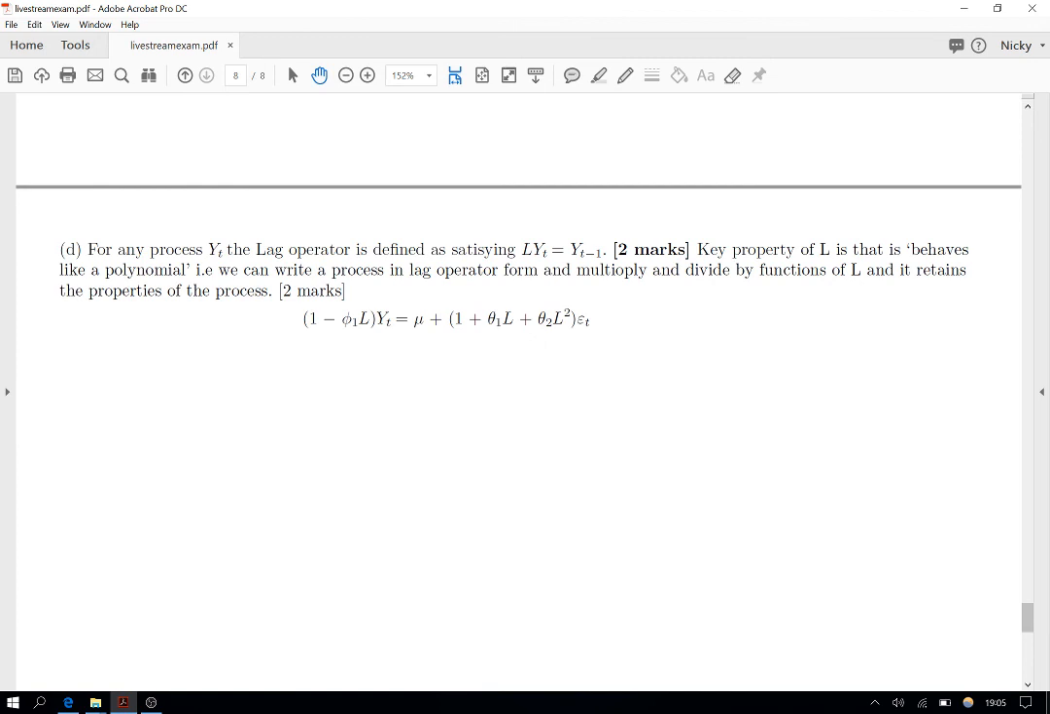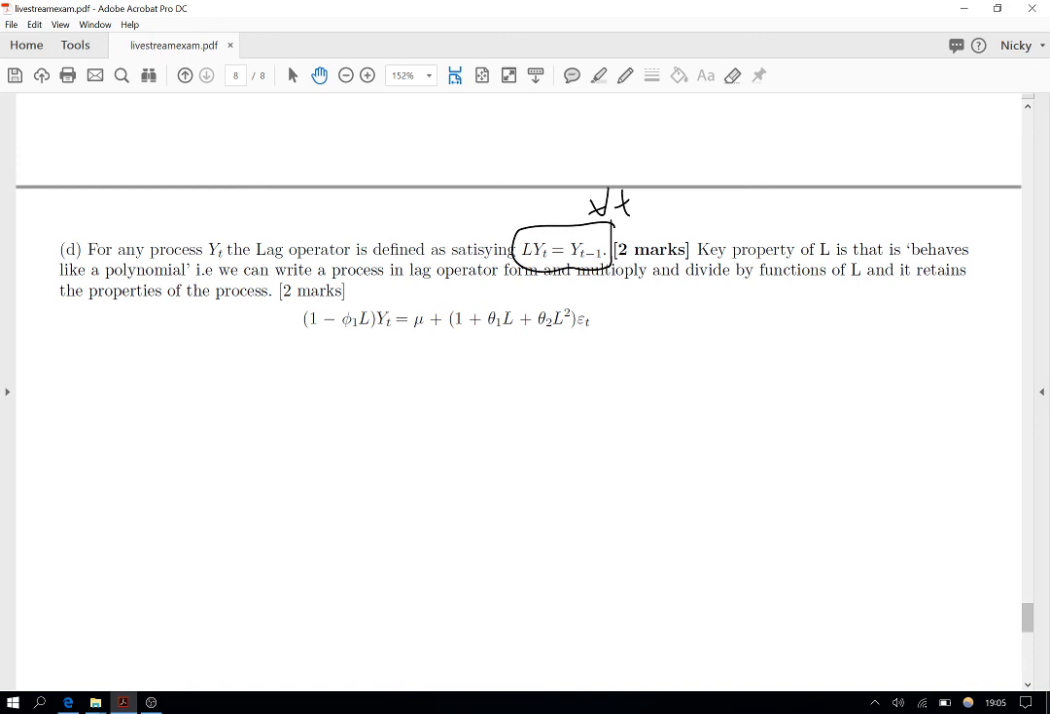So the next question then, after you define the lag operator, well, this is it, for all t, any t. What's a benefit of this? Well, as I've said probably many times in the lecture, the key benefit or key property of the lag operator is that it behaves like a polynomial.